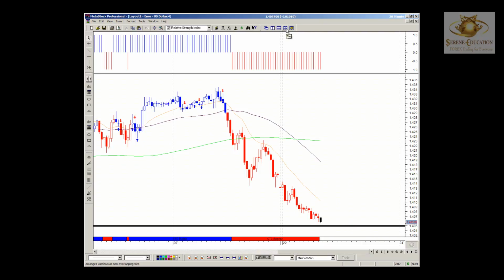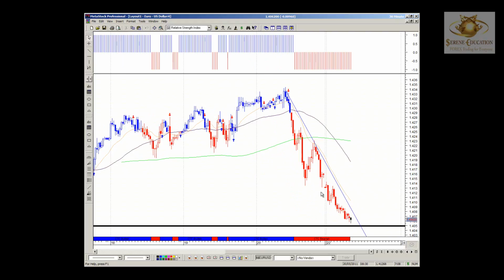So be aware of it. 1405, need to see a break below that in order for us to see a definite further extension to the downside for euro US dollar. Otherwise what you can see is consolidation, then we'll probably see a bounce to the upside. And if there's a bounce, then obviously we want to see if there's a possible trade to that. But as it stands now, euro is very negative. You don't want to be trading against the trend. So let's look for those shorting opportunities to present themselves.